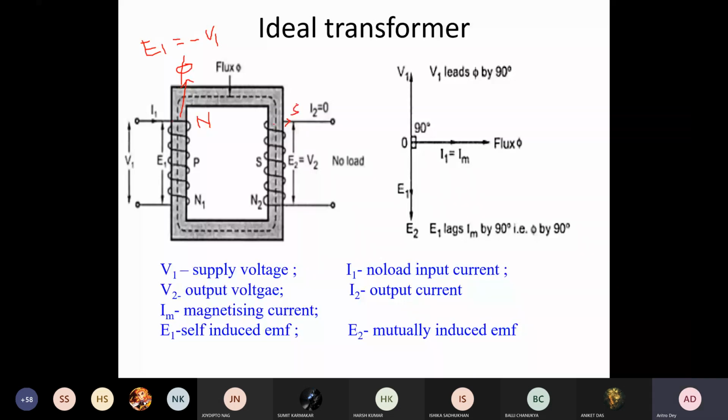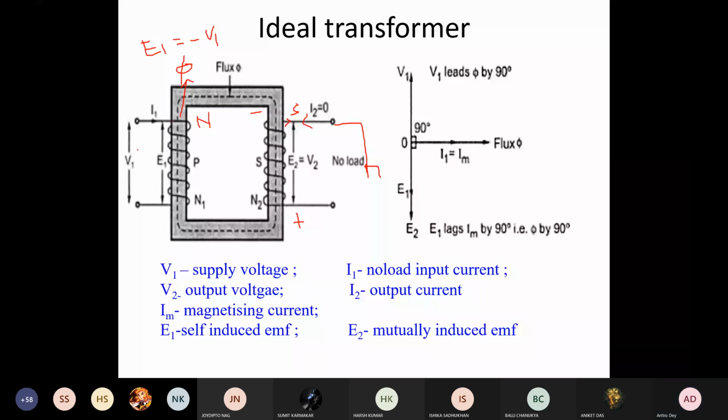If the current direction is like this. But if it has to be a north pole, so that it is opposing this flux, then your current should be going in this direction. If the current is going like this, then we can draw the polarity: this is positive, this is negative, this is your load when you connect your load. So that's why your E2 and E1 will be in the same phase, and just the opposite of V1, 180 degrees out of phase.